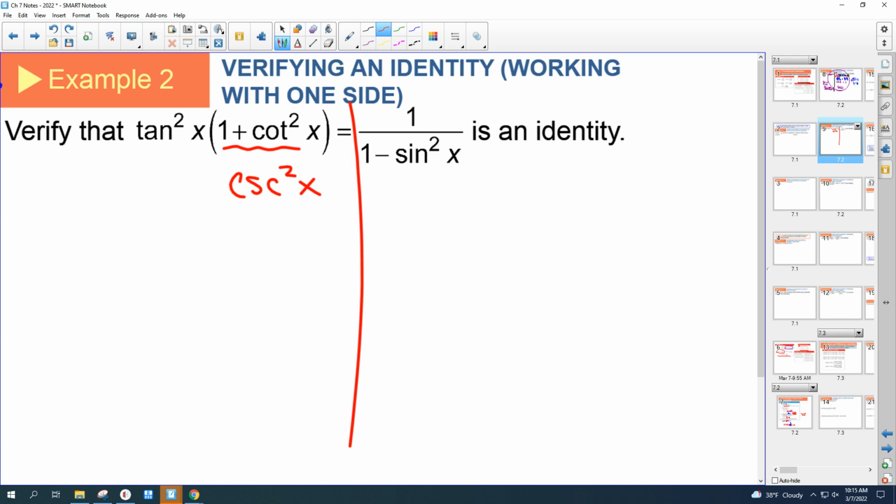Notice we've got an x. The formulas say theta, but you could have any variable. Just make sure you use the variable that we're using. Cosecant squared x. And then I'll just copy this down. Tangent squared x times cosecant squared x.